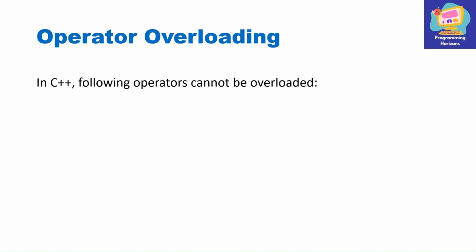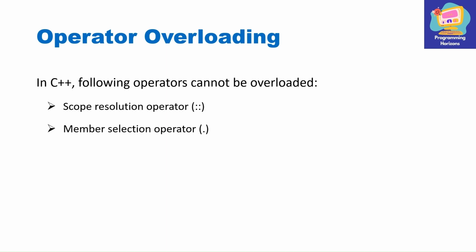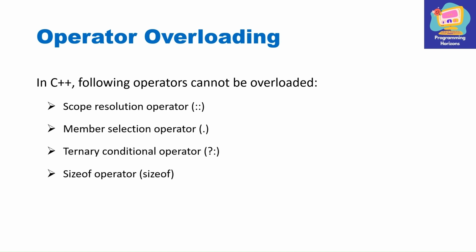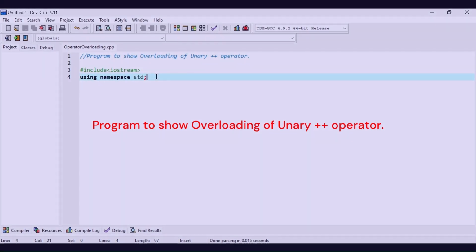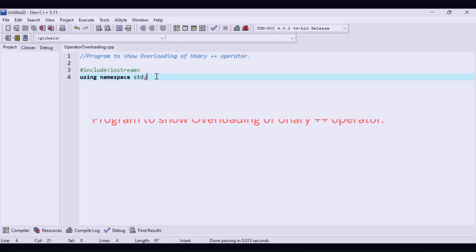In C++, we can overload most of the operators, but there are a few exceptions. For example, we cannot overload the scope resolution operator, member selection operator, ternary conditional operator, sizeof operator, and member selection through pointer to member operator. In this program, I am going to show you how to overload the unary ++ operator.